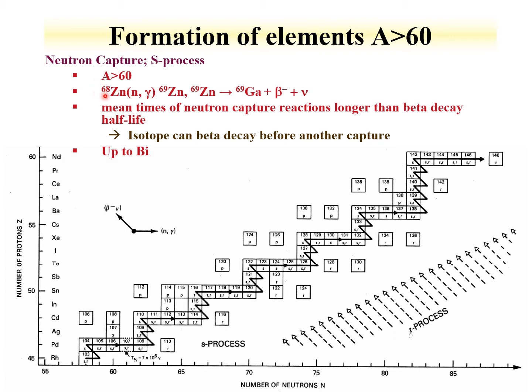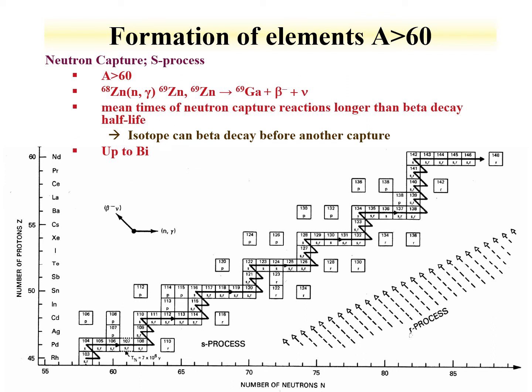That's an example. Imagine that we have stable zinc-68 that captures a neutron and goes to zinc-69. The zinc-69 undergoes beta decay. That extra neutron is converted into a proton. We make gallium-69. And as you can imagine, we can build our way up through the chart of the nuclides, hitting a great deal of the stable isotopes along this path. Through extension, we can go all the way up to bismuth through this method.